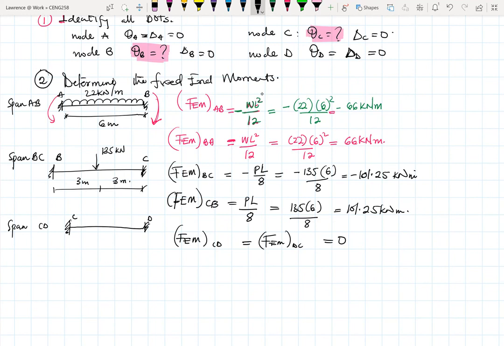Now the next item, number 3, is to look at the equations of equilibrium. Okay, equations of equilibrium.